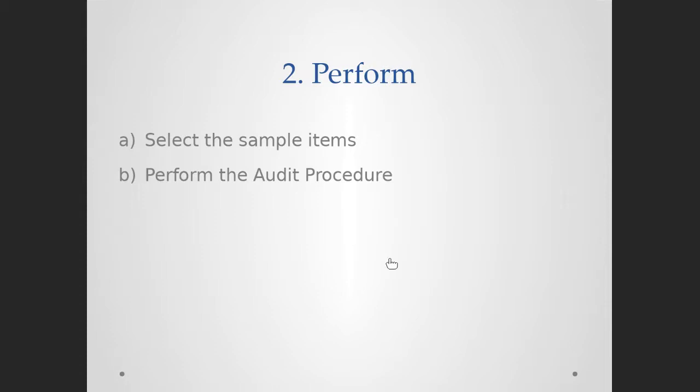We discussed the first step in the monetary unit sampling method in an audit procedure, which was planning. The second step is to perform the audit. In it, we have two tasks, two activities. The first one is to select the sample items, and the second one is to perform the audit procedure. Both of these activities are very involved. How do we select the sample items? Which items to select in our sample?